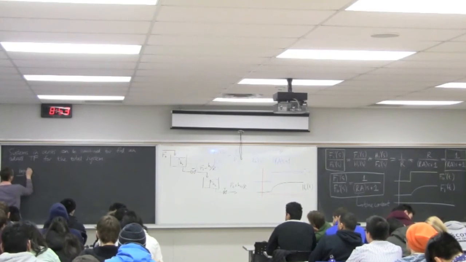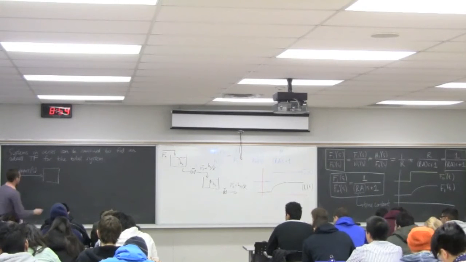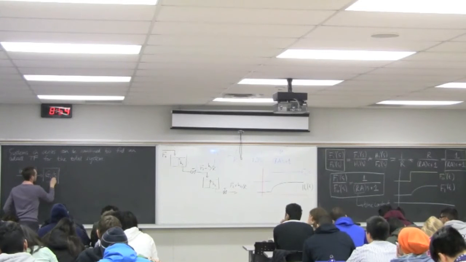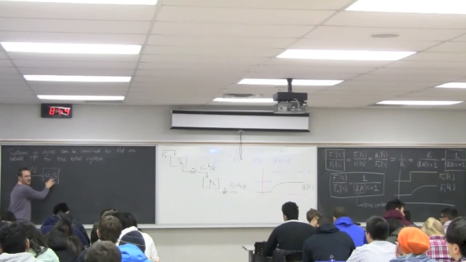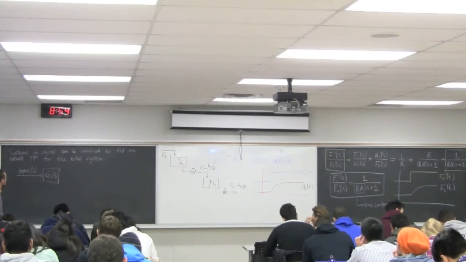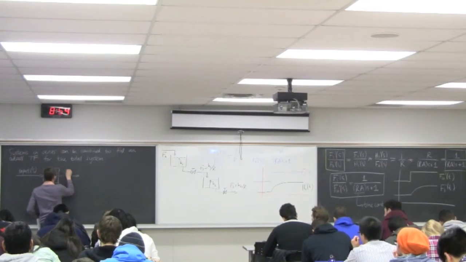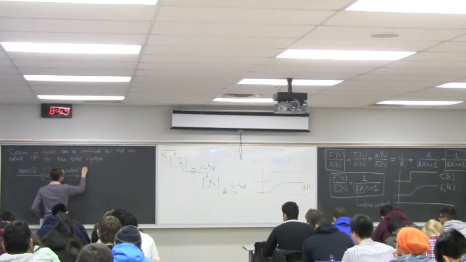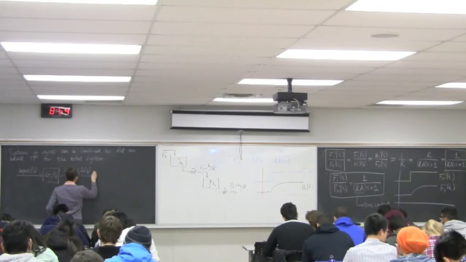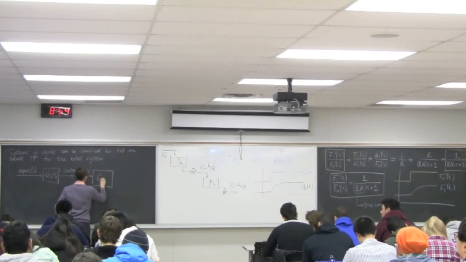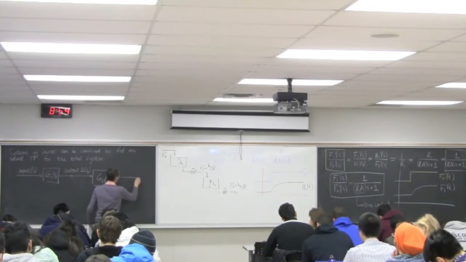You take some input, S, into your first system. We'll use this general notation G1 of S. So that's the transfer function for that system, for that process. This might be a heat exchanger, might be a valve, might be a mixing tank. And then we're going to get some output from that system, output 1 as a function of S. This will go into a second process, G2 of S, from which we get another output.